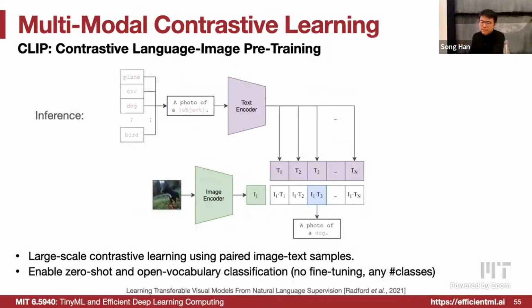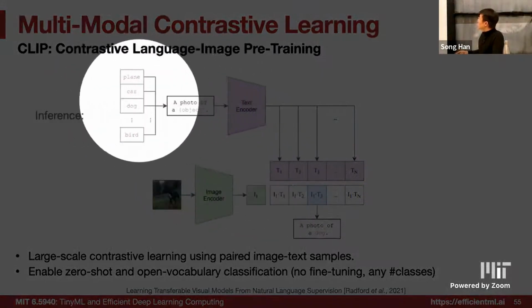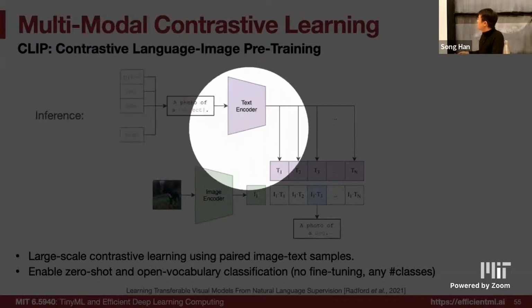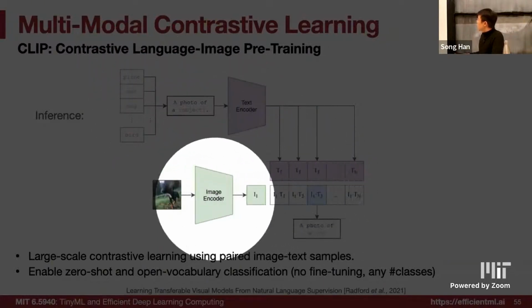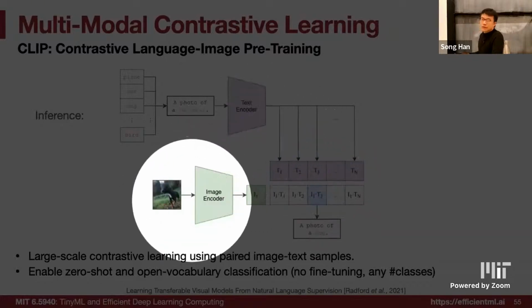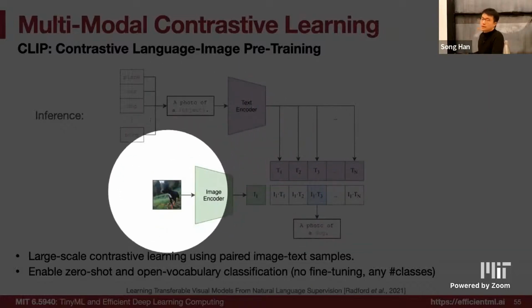At inference time, we pass the image into an image encoder, and there could be different vocabularies, and then we select the one that gives the highest attention score, which shows that this text will align best with this image. In this case, dog will align best with this image.